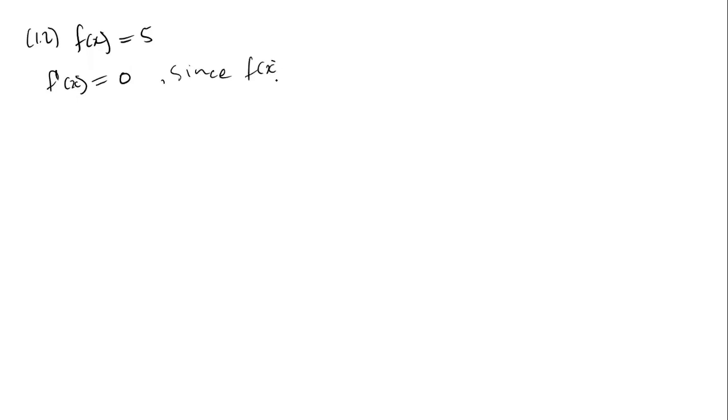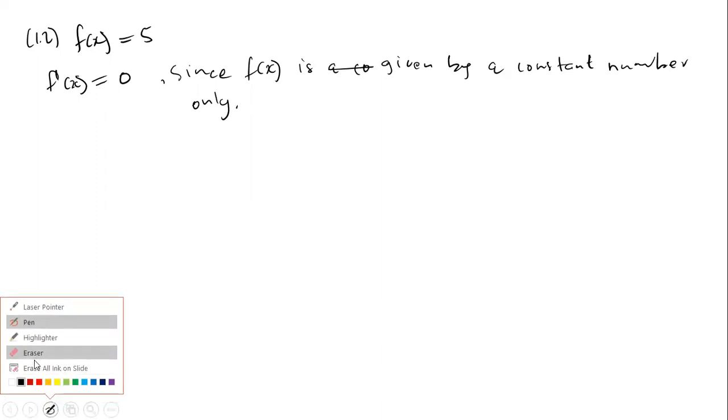f of x is given by a constant number only, no variables such as x attached to this, because we want to derive with respect to x. So there is no variable of x here, okay? Right.